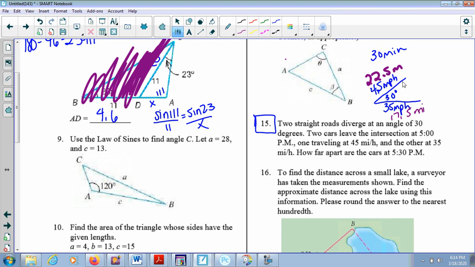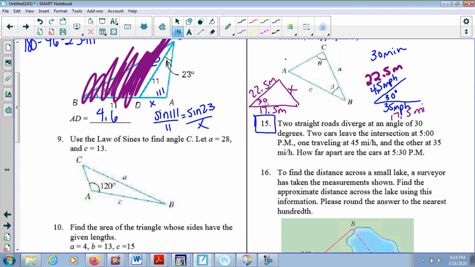And they just want to know how far apart these two cars are. So we're just going to draw a triangle and see about that. I'm going to put this stuff on there without the miles per hour. So this one has gone 22.5 miles, this has gone 17.5 miles, this is 30 degrees, and we're trying to find x.